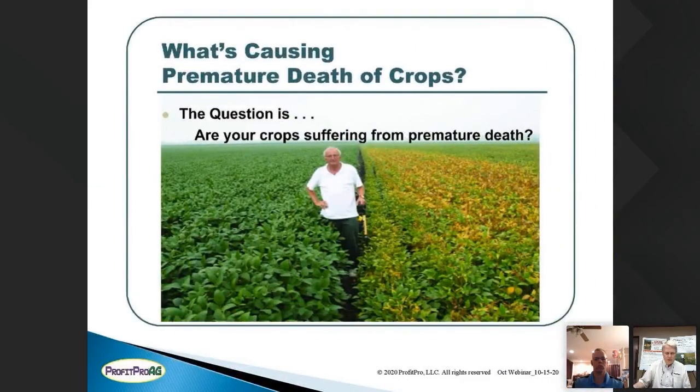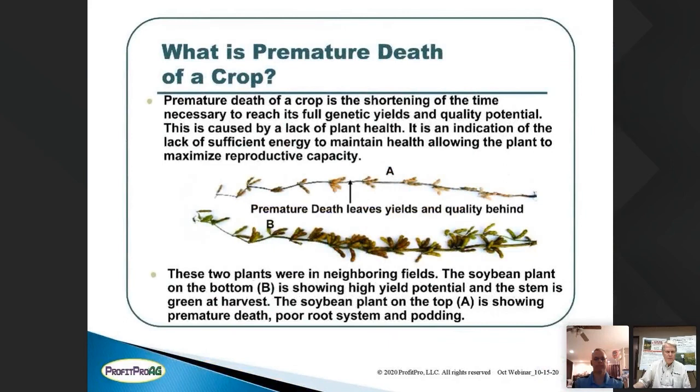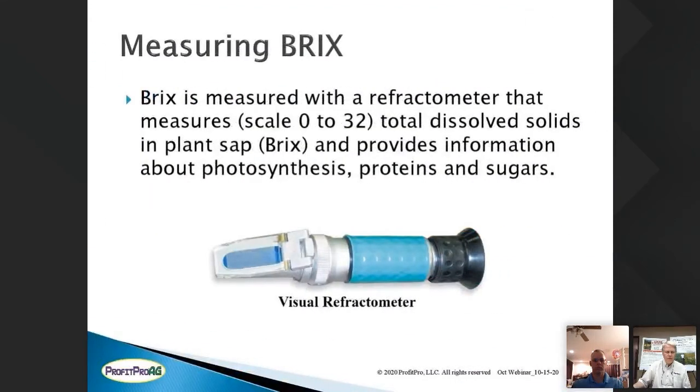So here we've got a stay green grower on his field on the left versus his neighbor's on the right. So what's causing the premature death of this crop? We've talked about that. You see the soybeans on the bottom are a stay green soybean grower, and the ones on the top are a premature death grower. And again, it's just showing you the difference in potential with the same genetics and the same variety in a field. One that is managed properly creates an energy to drive that plant all the way through to maturity naturally.